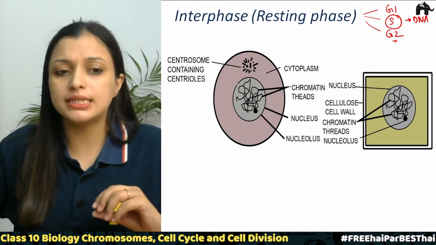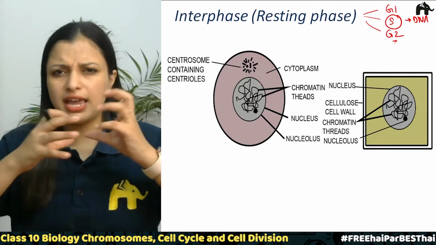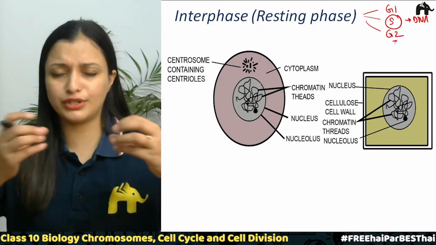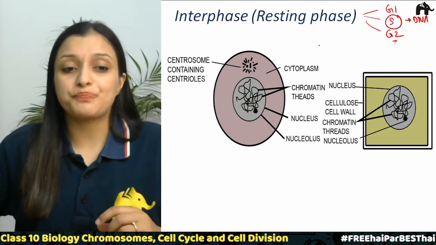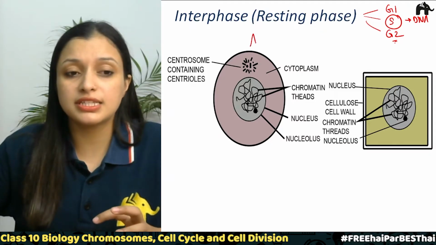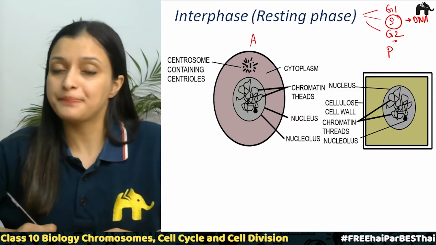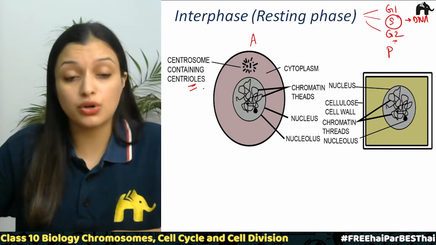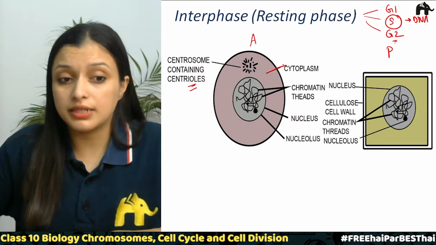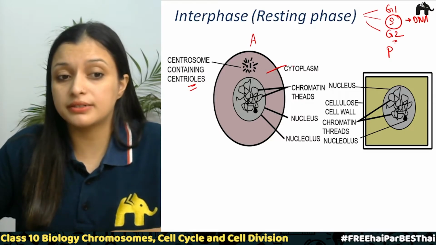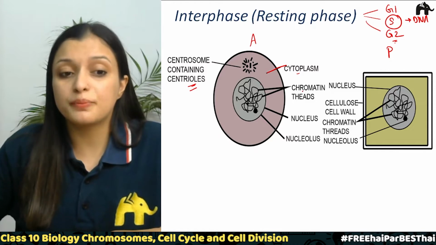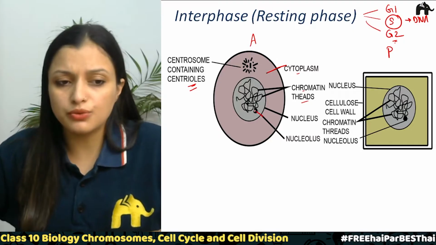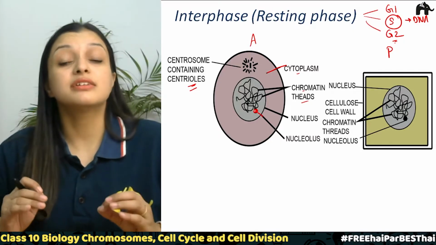When we see these chromatin threads like this, they are just like those Maggi noodles which are coiled with each other and difficult to separate out, right? So this is basically the interphase. This is the animal cell and this is the plant cell. Now this is the centrosome which has the centriole. This area here is the nucleus, and over here is the cytoplasm. These are the chromatin threads. This is the nucleus, and inside it this round shaped little structure is called the nucleolus.